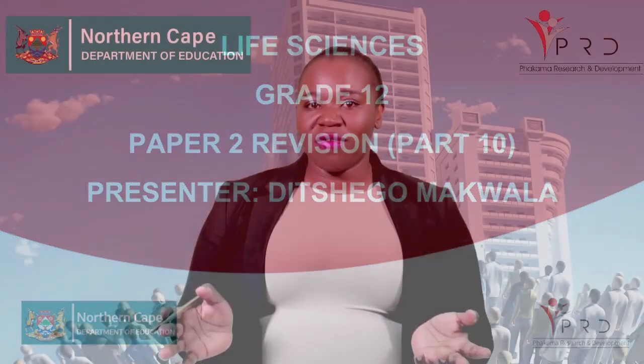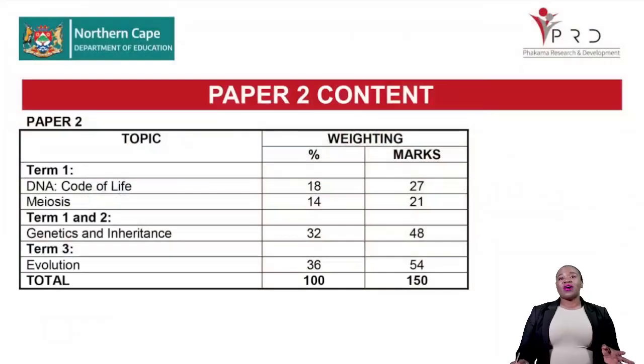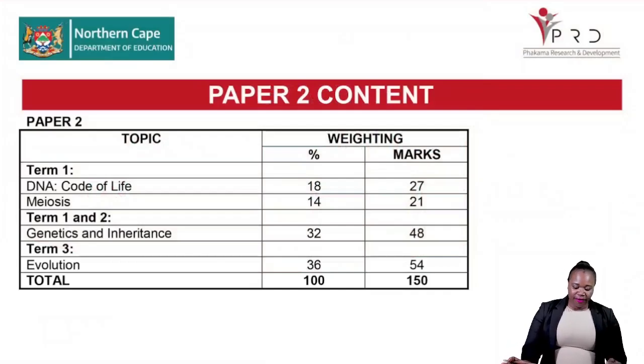In section A, remember, we have our short questions, we have our multiple choice, we have our biological terms, as well as the matching column and a few short answer questions. Right, so just a reminder of your topics for paper 2. You must make sure you remember these so that you prepare for the correct topics for the correct paper. Right, DNA, code of life, that is 27 marks. And then for 21 marks, we have meiosis. And then we have genetics and inheritance for 48 marks. And lastly, we have evolution for 54 marks.